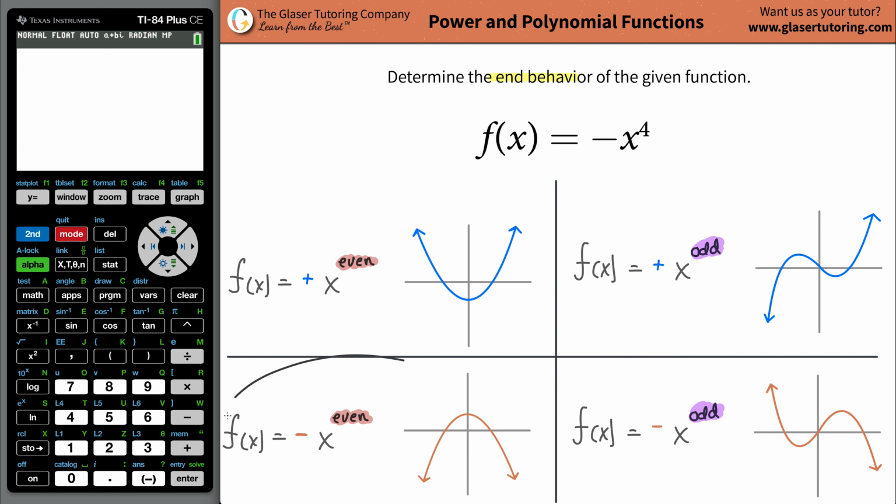In any case, that brings us down to this scenario. What this tells us is that as x goes out to negative infinity, the y value is going to go all the way down to negative infinity. It also tells us that as x goes to positive infinity, the y value will also still be going to negative infinity.